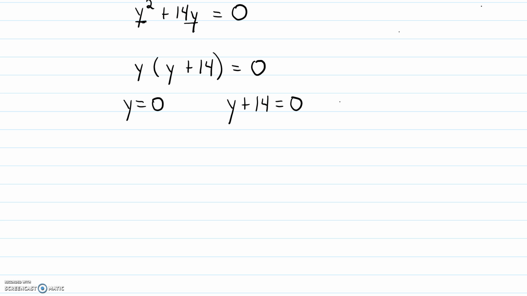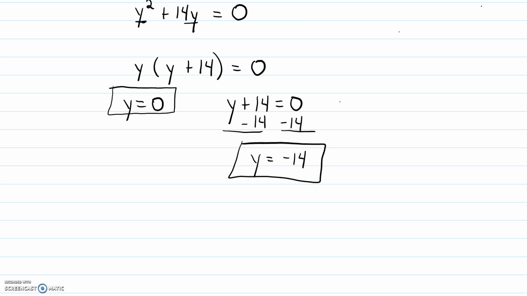Y equals 0, y is already by itself, so that one is solved. Here we're just going to subtract 14 from both sides and get negative 14 as our other solution. So 0 and negative 14 for this.